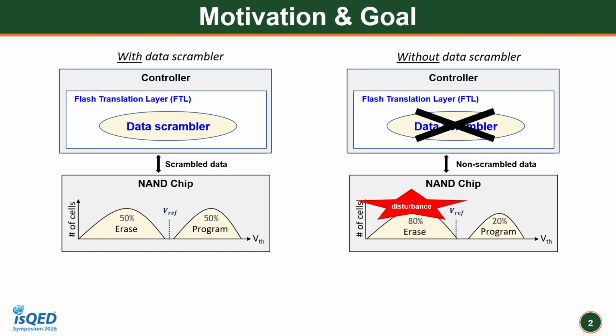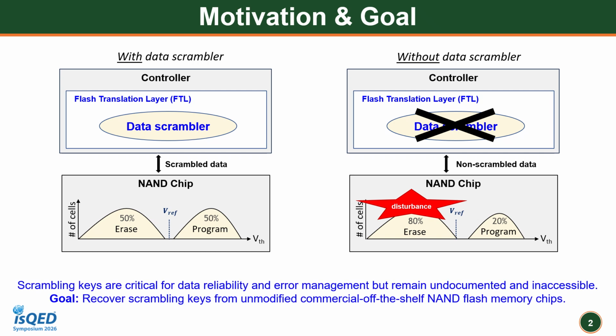Without a data scrambler, non-uniform data patterns can cause uneven threshold voltage level distribution. This will later cause program and read disturbance, and that will impact the reliability of NAND flash memory. So the issue is, if we know the data scrambling key, that can help the system integrator to improve data reliability and improve error management strategy.